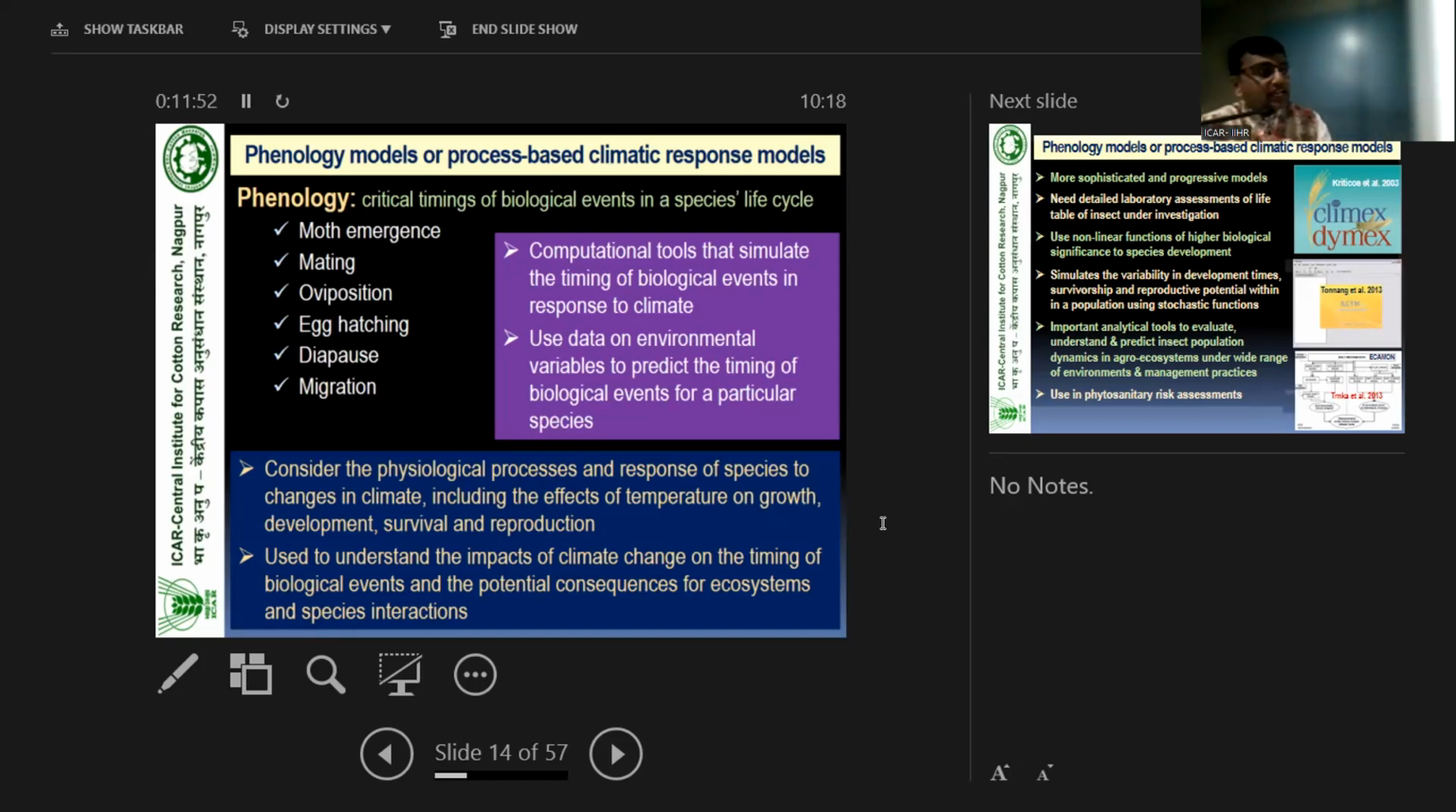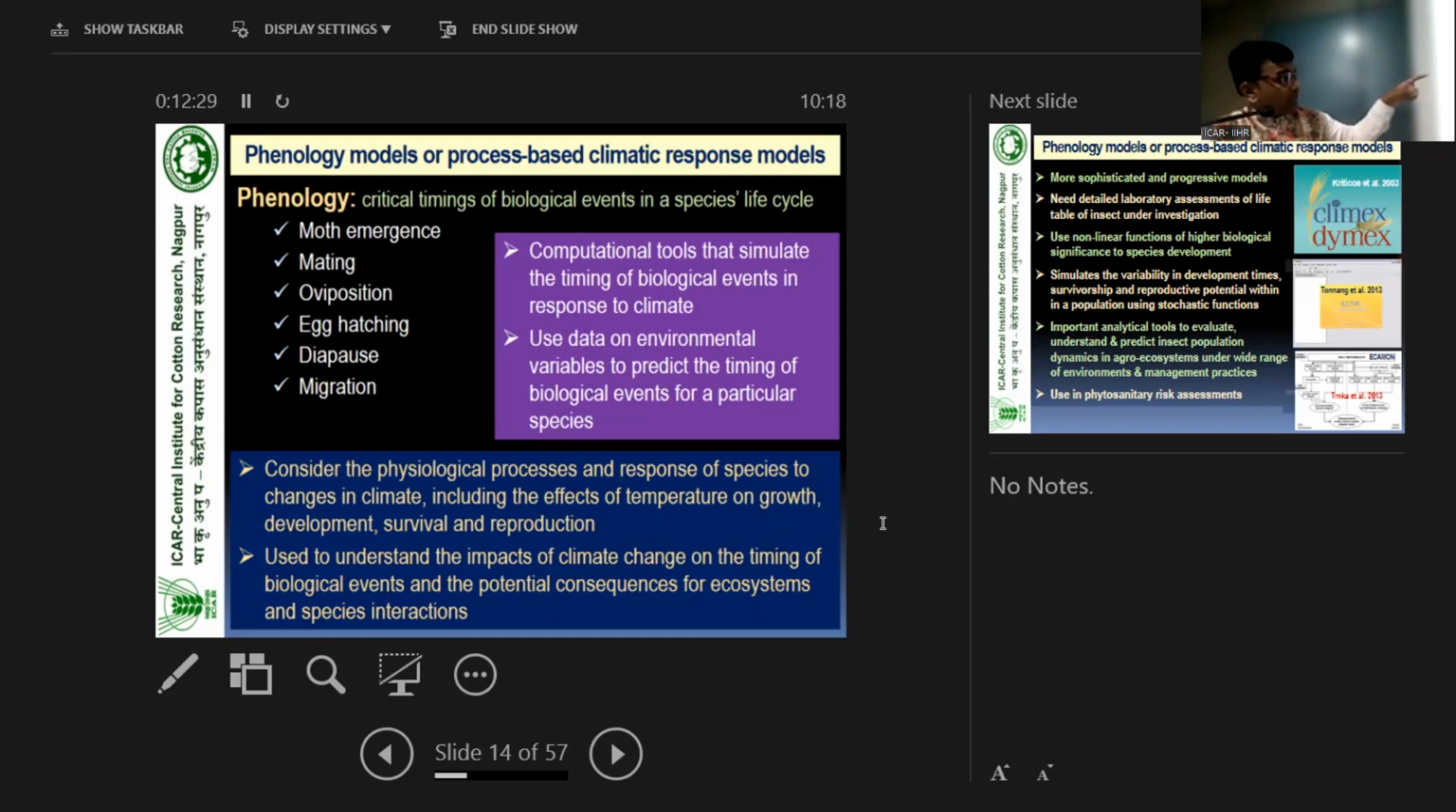And diapause, again, I am telling, migration from one place to another, as in the case of fall armyworm or other migratory pests. So these phenology models are computational tools, just like your CLIMEX and others. These are computational tools that simulate the timings of biological events, meaning they simulate the phenology of insects in response to climate. That's why they are very important to understand the response of insects to climate change. And they use data on environmental variables to predict the timings of biological events for a particular species.